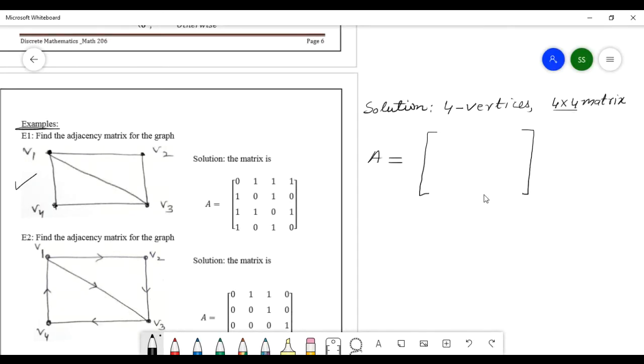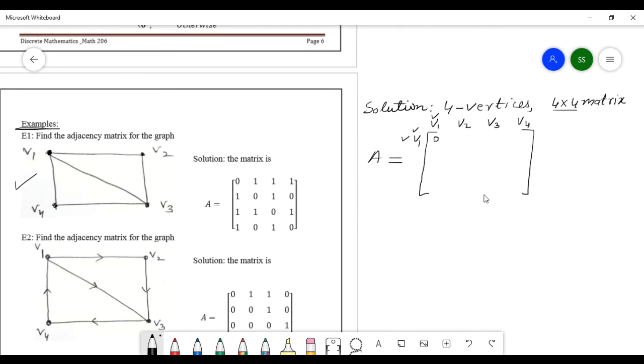So four vertices here. Here write V1, here write V2, here write V3, and here write V4 first. Then start from here, V1. First you see this. First start from V1. So this V1 and V1, this point here. This same point V1, V1, no edge. No edge exists at this point V1, V1. So write 0.